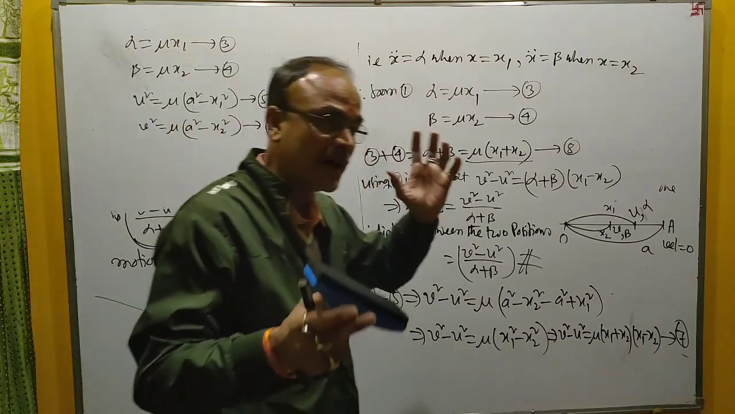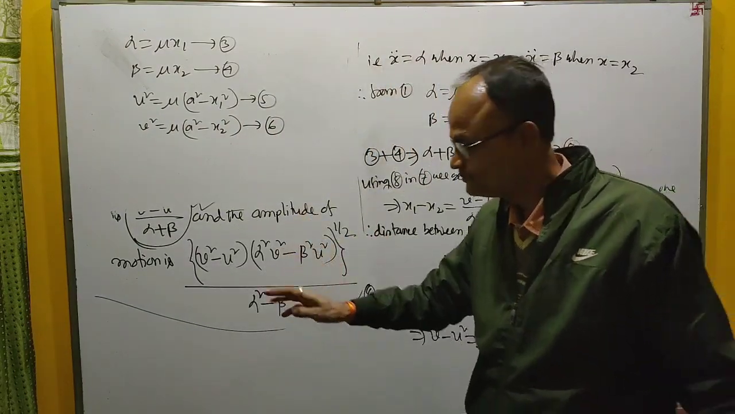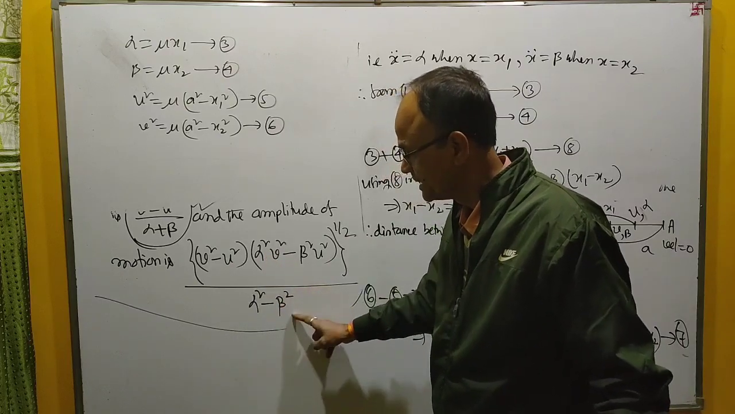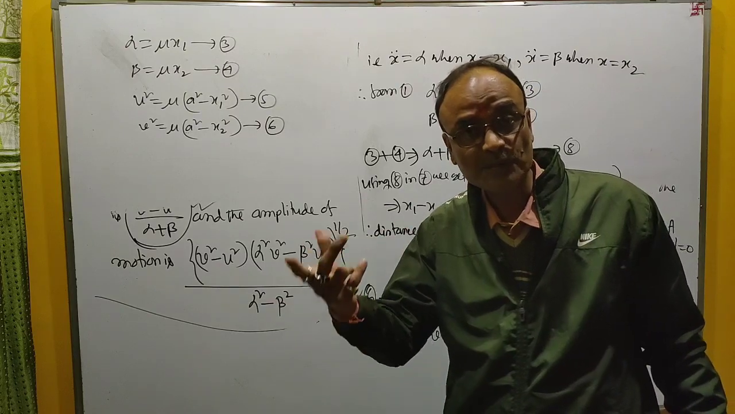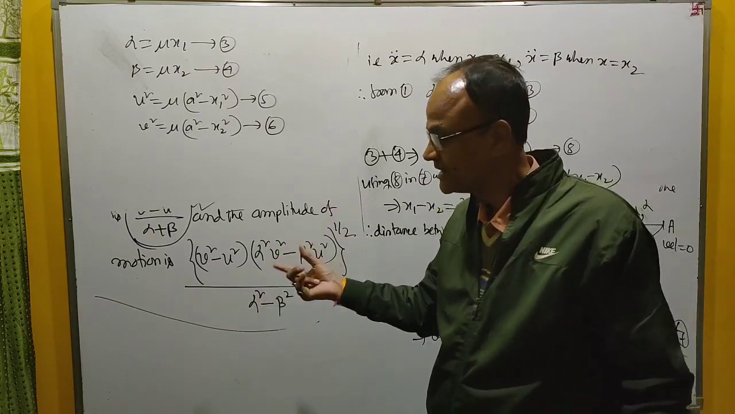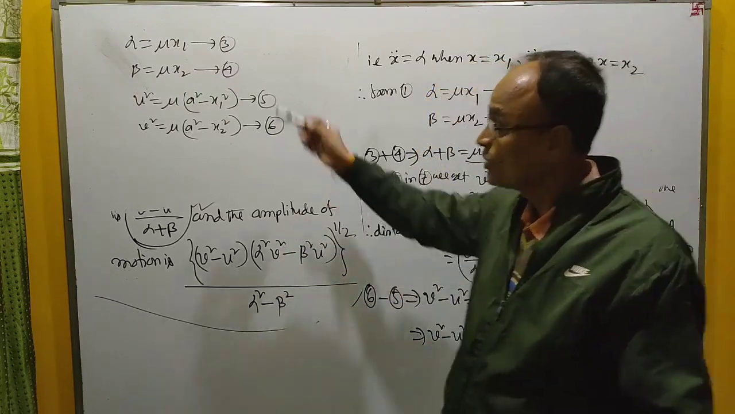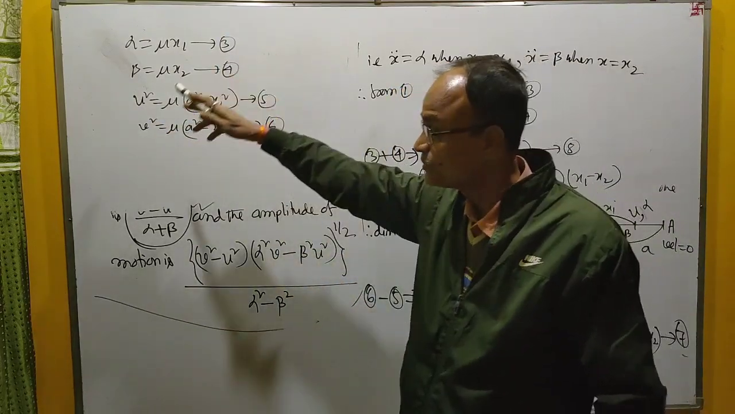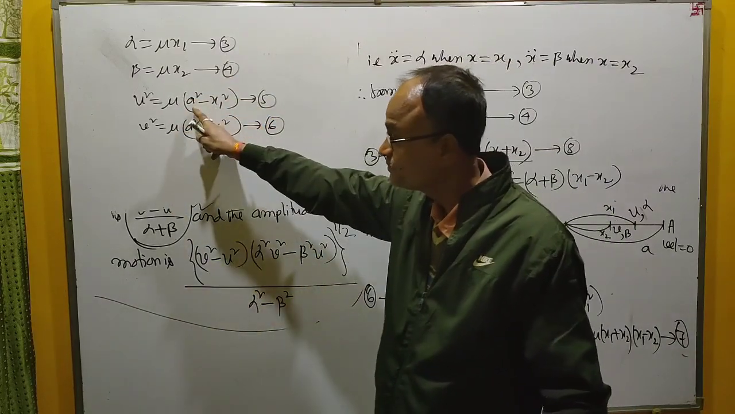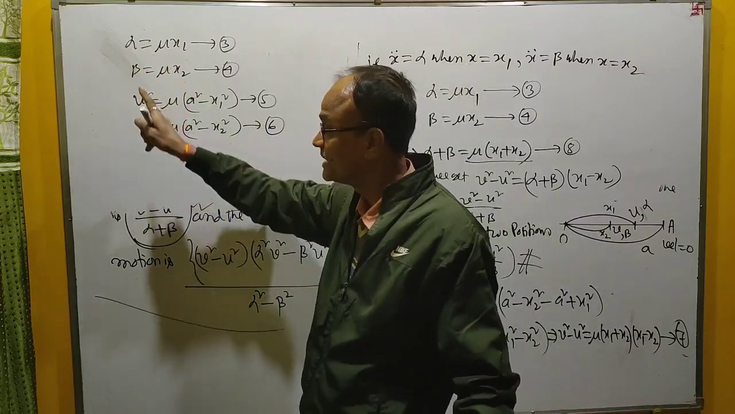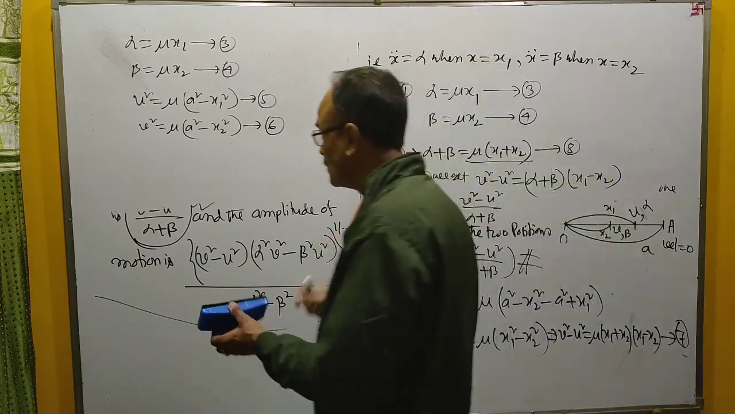Means you are to find the value of A, the amplitude, in terms of alpha, beta, u and v. From these four relations, you are to express A in terms of alpha, beta, u and v.